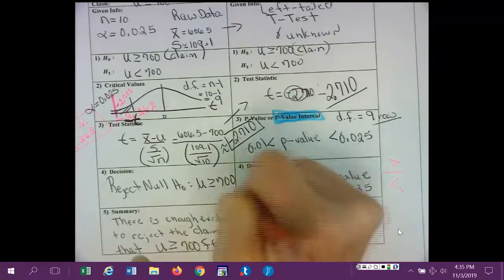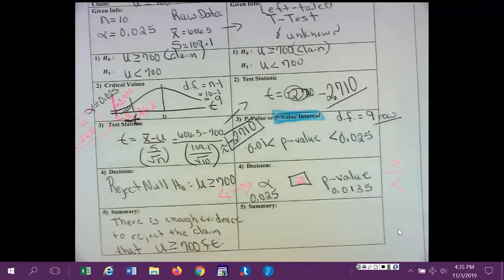So I'm going to arrow back here. Reject the null that says at least 700 feet. There is enough evidence to reject the claim that the average is at least 700 feet, is the summary statement. So the same summary statement.